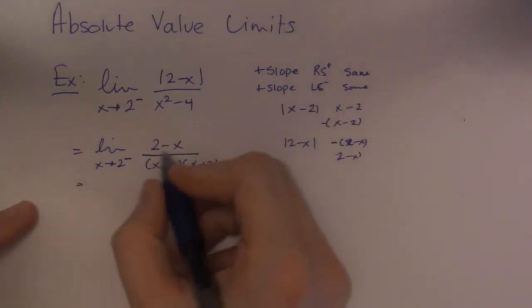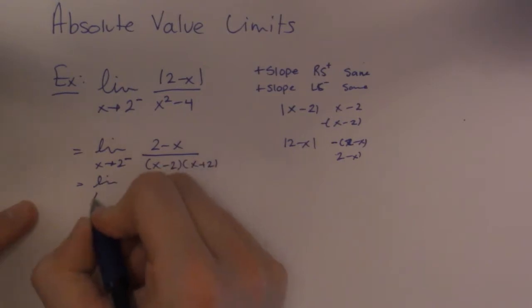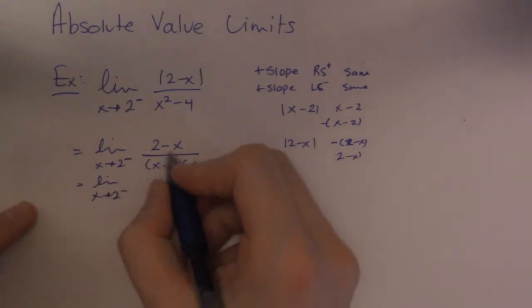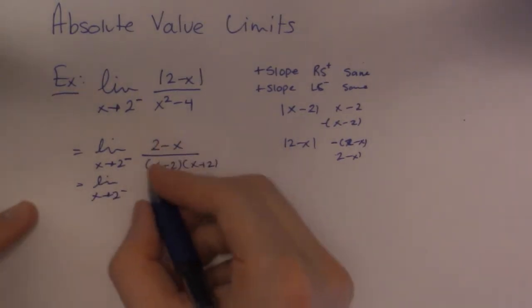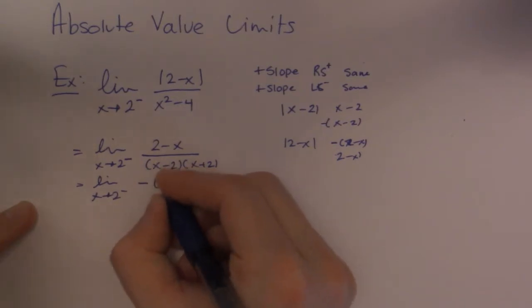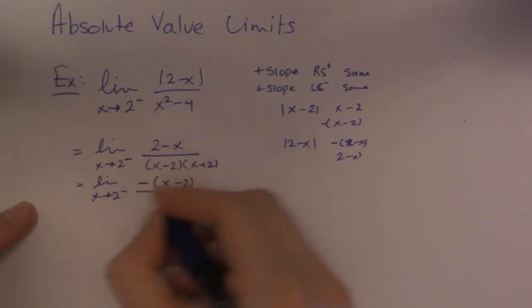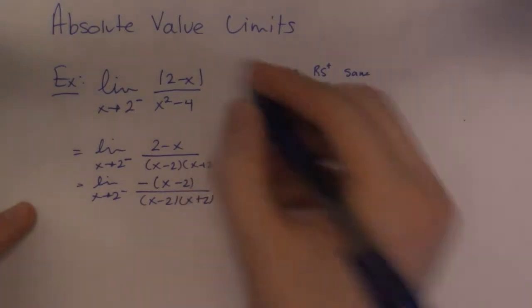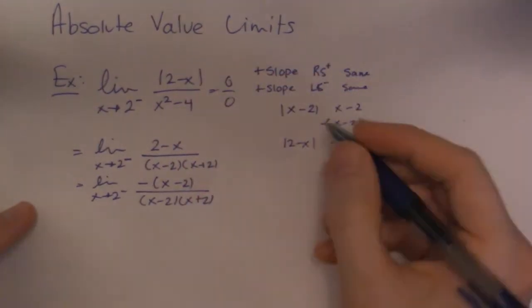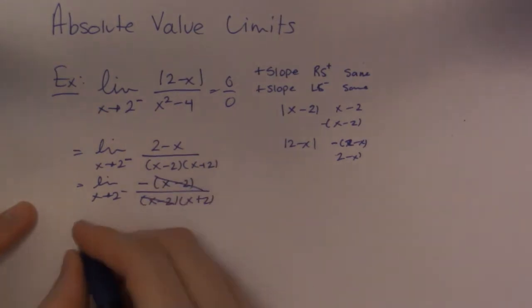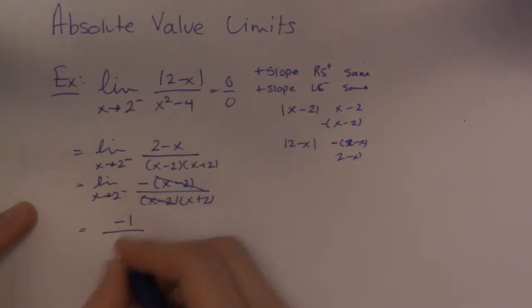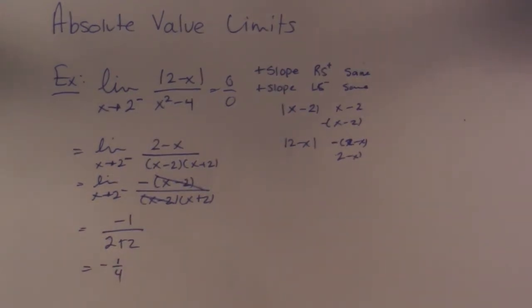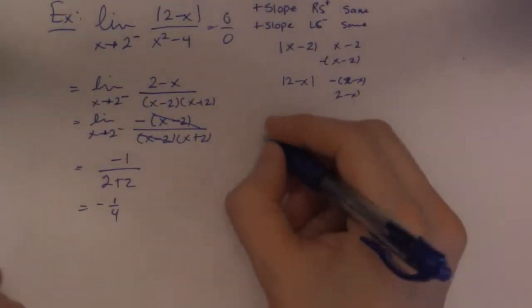Alright, so now that we have this, you need to factor a negative out of this guy. So if I factor a negative out, I get left with x minus 2. And there we have it, cancellation, which is what we want to do with all these indeterminate forms. This is 0 over 0 again, guys. So cancel, cancel. So it's negative 1 over 2 plus 2, which is negative 1 over 4. Not too shabby. All right, let's give the next one a shot.